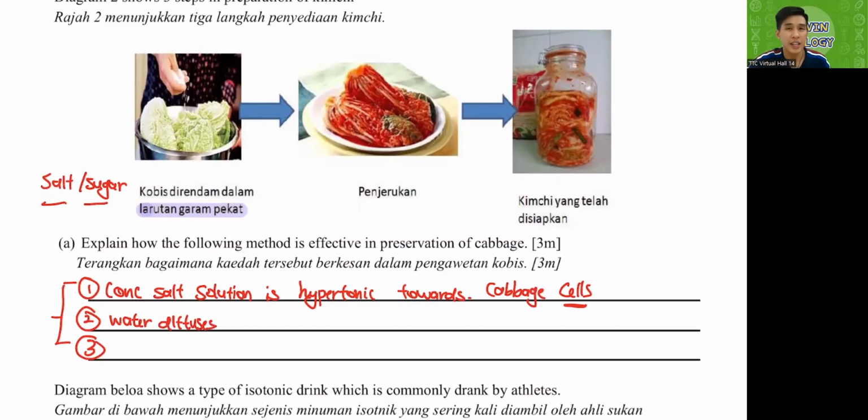Out. Then your cabbage cell becomes what? So water diffuses where? Then your cells become how? So cabbage is a plant. So a plant will become plasmolyzed. Yes, very good. Becomes plasmolyzed or undergoes plasmolysis. Also correct.